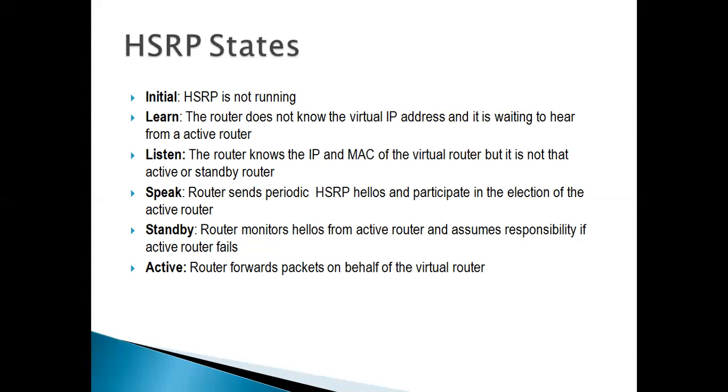And the third state is listen. The router knows the virtual IP and the MAC address of the virtual router. Virtual router means the active router which has the virtual IP and the virtual MAC address, or we can say fictitious MAC address, as I have already explained in my previous slide. In this state, the router is not active or standby. They just know the IP address and the MAC address of the virtual router. That's it.